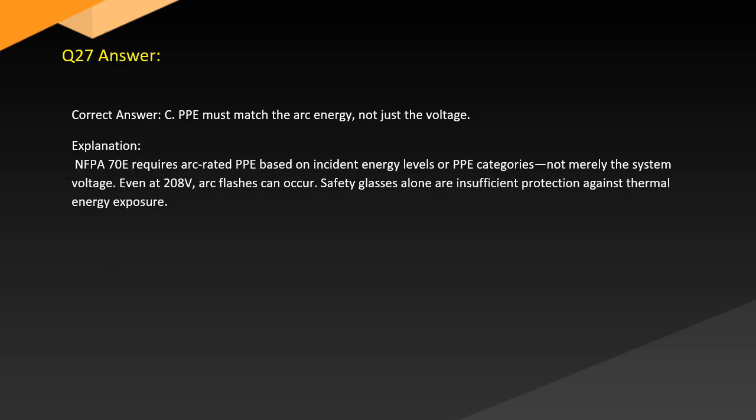Answer. Correct answer: C. PPE must match the arc energy, not just the voltage. Explanation. NFPA 70E requires arc-rated PPE based on incident energy levels or PPE categories, not merely the system voltage. Even at 200 volts, arc flashes can occur. Safety glasses alone are insufficient protection against thermal energy exposure.